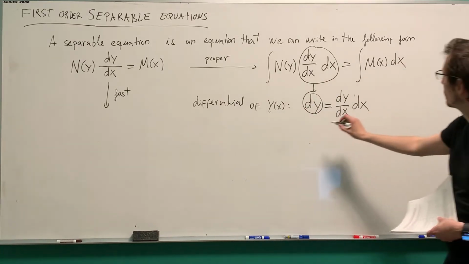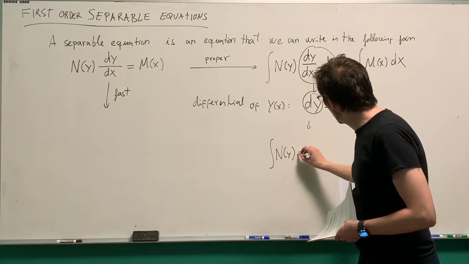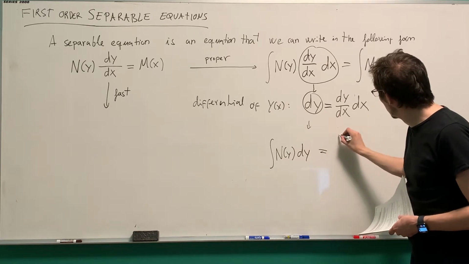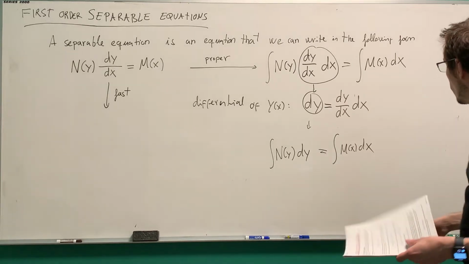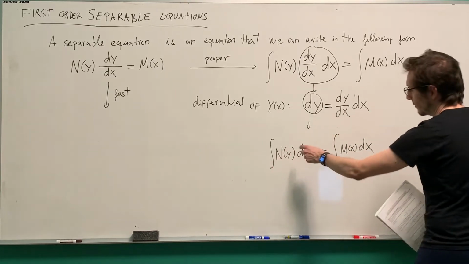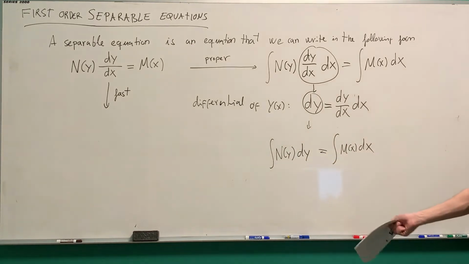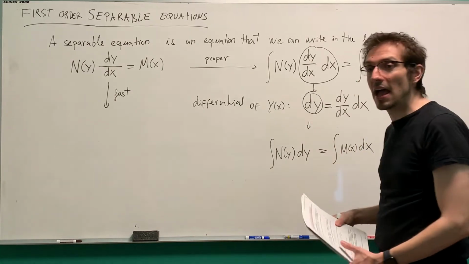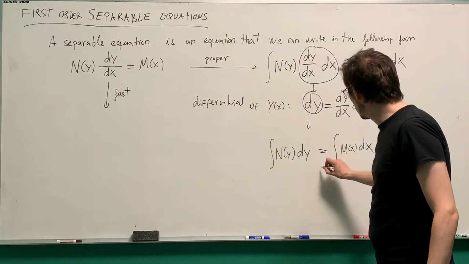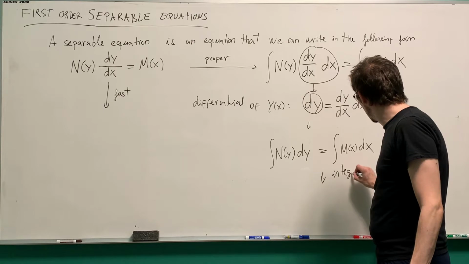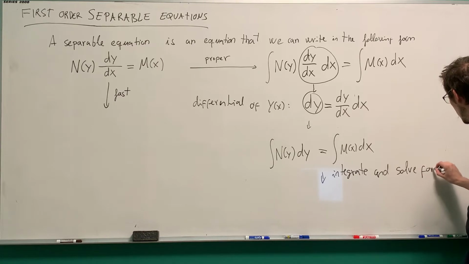Wonderful. That means that with the proper way, what we get is that this gets transformed into the integral of N of y dy, and then equals the integral of M of x dx. Right? So now, wonderful. We have an integral on y on the left with a function of y only, an integral on x on the right with a function of x only. We can solve these integrals. If we know how to solve them, we solve them. And then we find some relations between y and x, and then we isolate for y. This will allow us to integrate and solve for y.